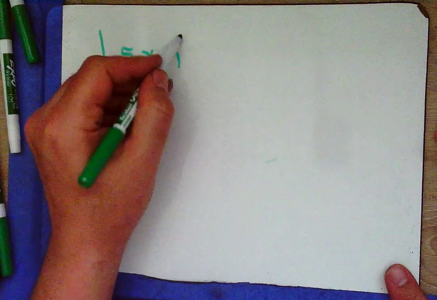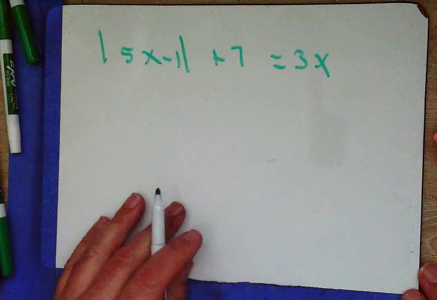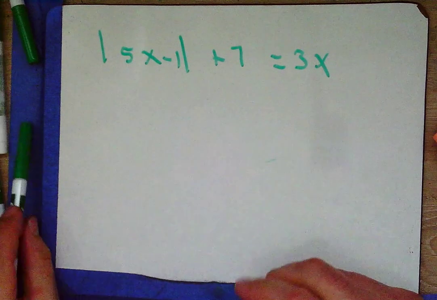All right, so here's one for you. The absolute value of 5x minus 1, plus 7, equals 3x. Okay, pause the video, try this one, come back when you're stuck, we're done.